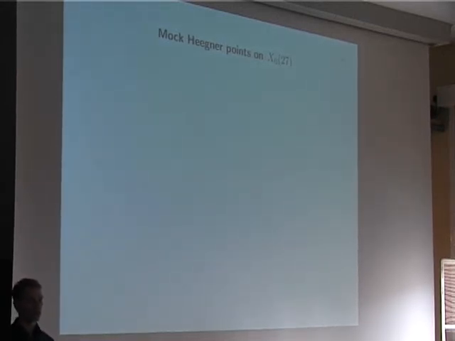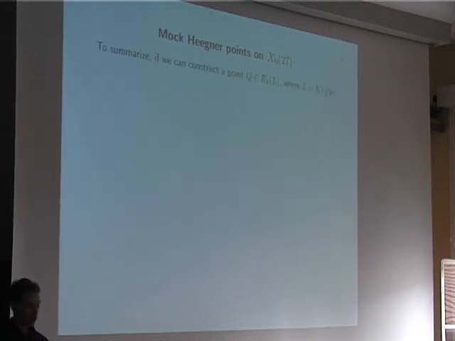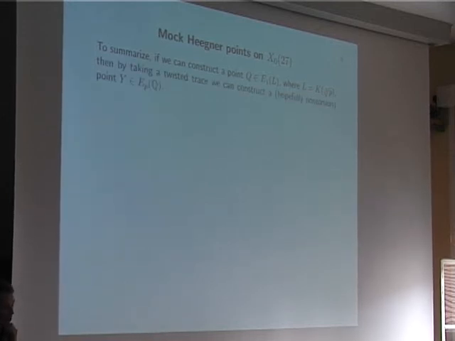So we're going to try the simplest case where we can try to find one of these Heegner points. Okay, so let me summarize it one more time. If we can construct a point q on E1 of L, where L is obtained by joining the cube root of p, then by taking a twisted trace, we can construct a hopefully non-torsion point on EP of q.